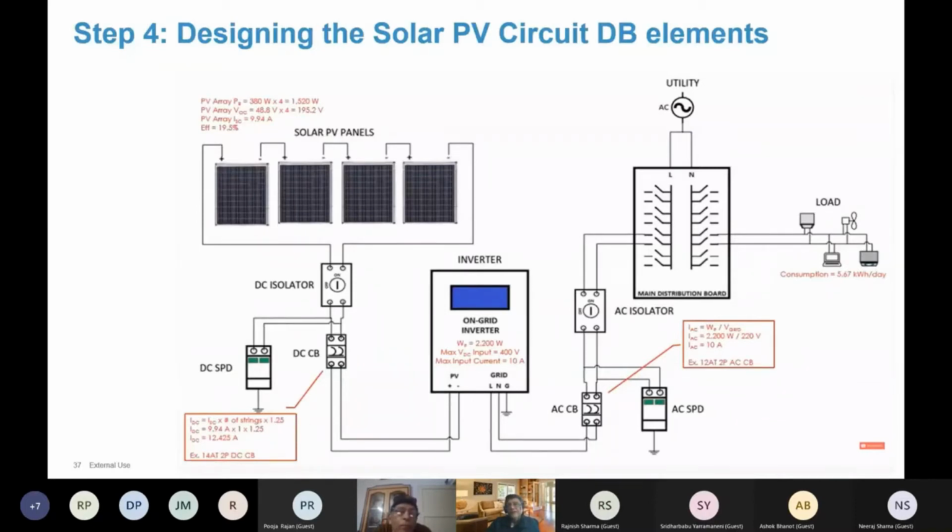Now we're going to select the rest of the elements of this circuit. So what have we done? We started here with the consumption of the load, that is 5.67 kWh per day. We designed our panel: 4 panels, 380 watt, connected in series. We selected our inverter. We said it is a 2200 watt inverter with a VOC of 400 volt and maximum input of 10 amperes.